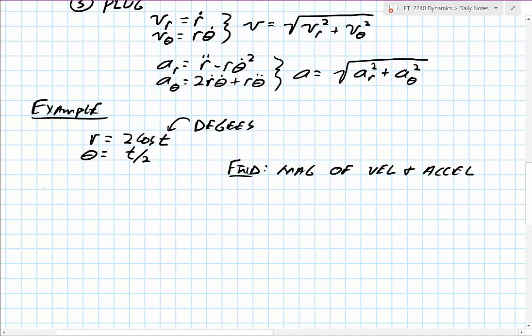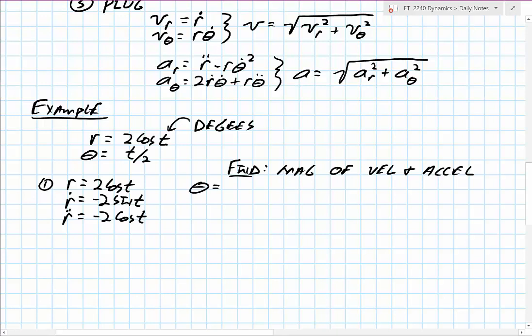Like I said, the first step that I would do is find my r dot and r double dot. Well, r is just equal to my 2 cosine t. It's given. r dot is the derivative of that, so that's minus 2 times sine t, and r double dot is the derivative of that, which I get minus 2 times the cosine of t.